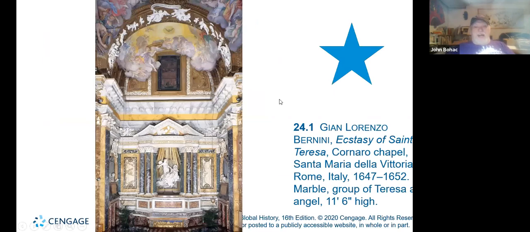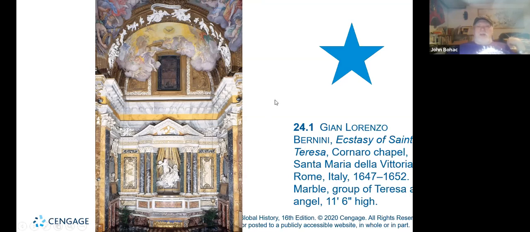And so it's not an accident that we start with this guy. And this was actually much later, in the middle of the century, but this is the Ecstasy of St. Teresa, the Cornaro Chapel, Rome. And so you can kind of see this is really quite amazing. You see how highly decorated this is, how it's painted.